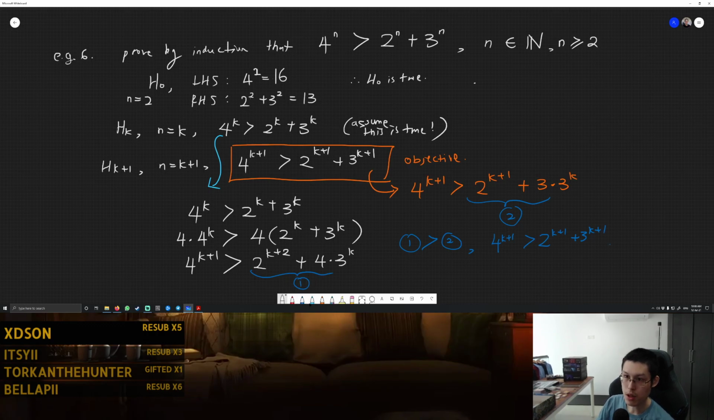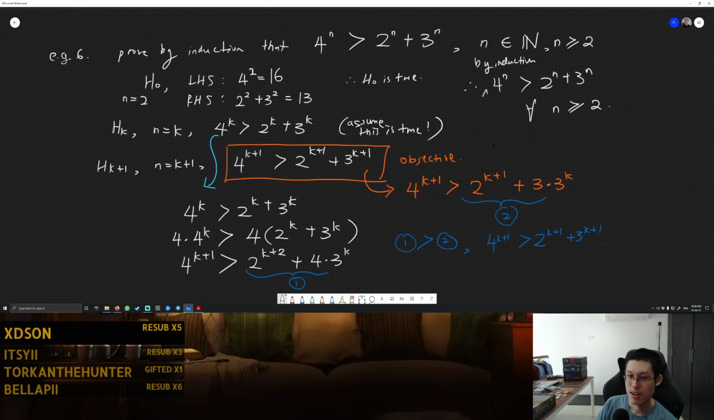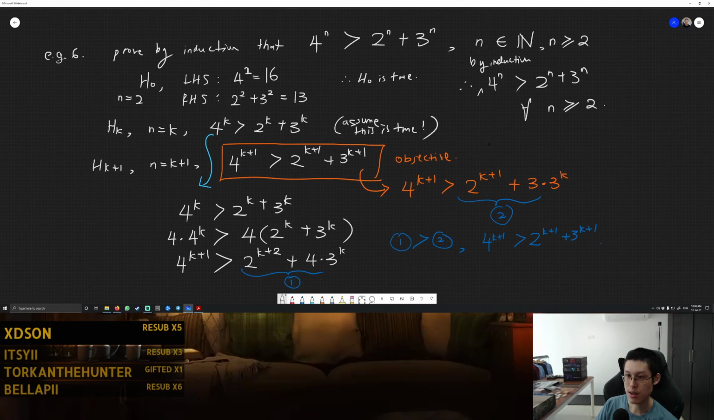So there we go, we're done. So therefore, by induction, 4^n is greater than 2^n plus 3^n for all n greater than or equal to 2. There we go. We're done.